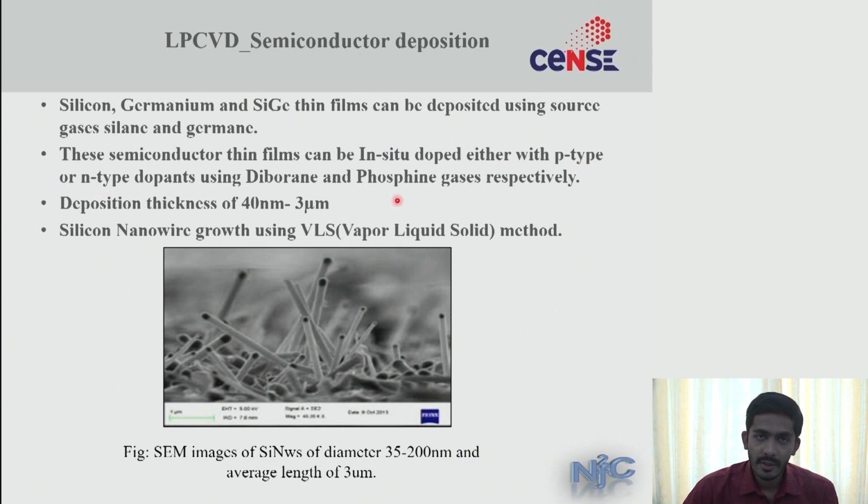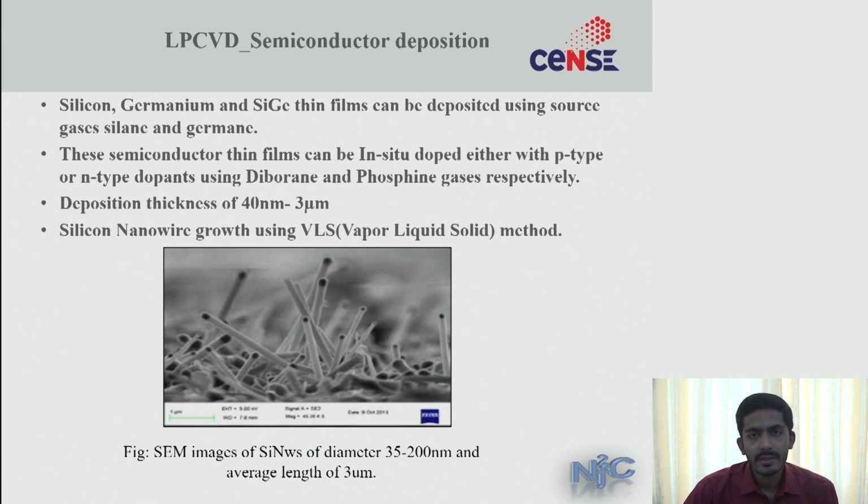Coming to the dopant source, you have p-type dopant using diborane and n-type dopant using phosphine, which basically decompose to form boron and phosphorus respectively. This thin film can range from 40 nanometers up to 3 microns.